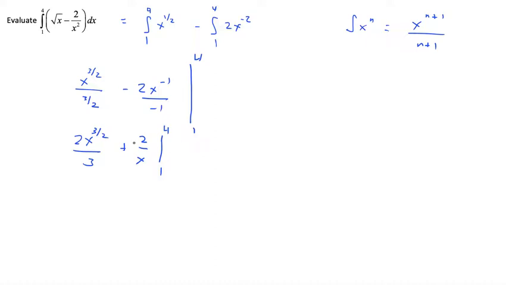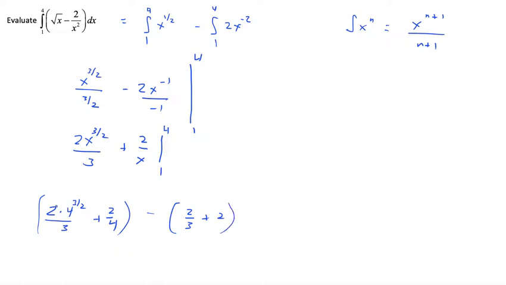Okay, so let's go ahead. We'll plug the 4 in here. So we get 2 times 4 to the 3/2 power over 3 plus 2 over 4. That's what we get by plugging the 4 in here. Minus, now we've got to plug the 1 in here. 1 to the 3/2 just becomes 1, so 2 over 3, and then plus 2 right there. I'll just leave it as 2 over 1.